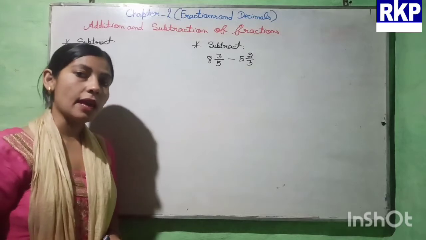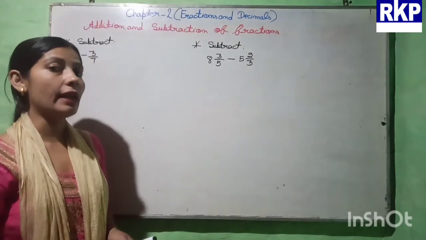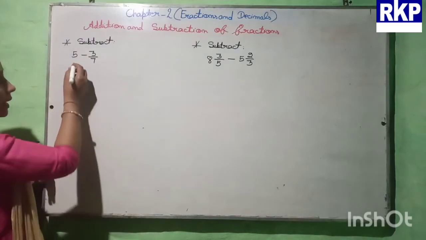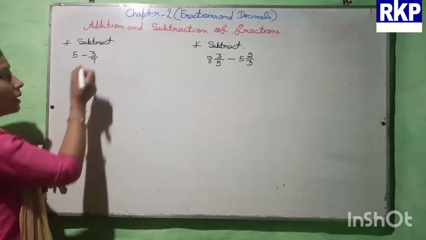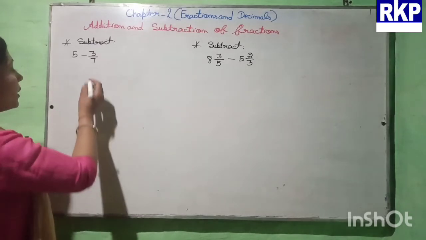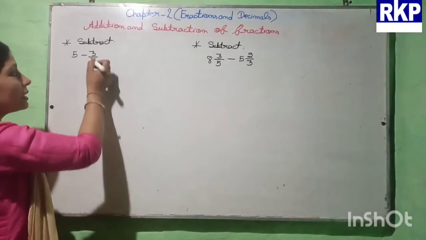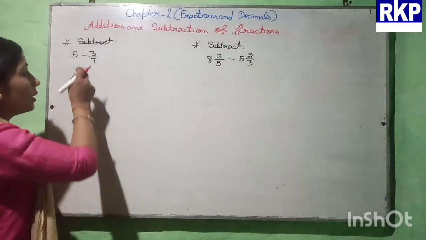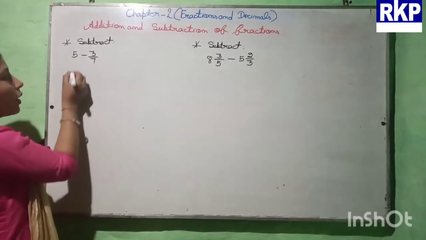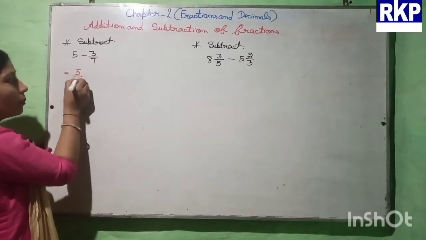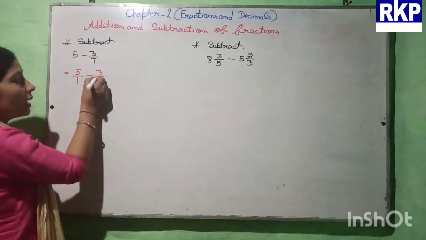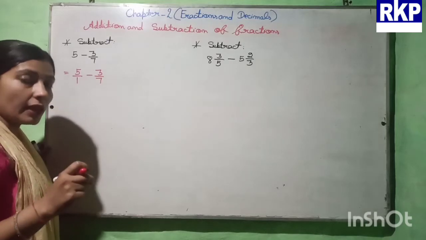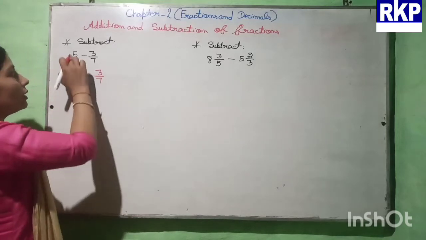Now students, let us see how we can subtract fractions. Like addition of fractions, we have to subtract also. Here we have to subtract 5 minus 3 by 7, which is given. So here beta, 5 is a whole number and 3 by 7 is a fraction. So first we need to convert this whole number also into a fraction. How can we write it? 5 by 1 minus 3 by 7. 5 by 1 means 5 is divided by 1, and when we divide 5 with 1 we get 5.